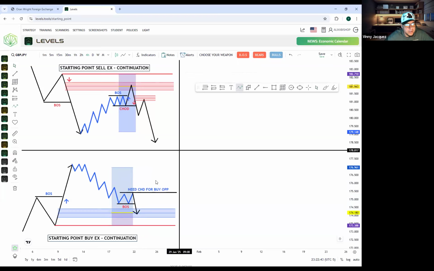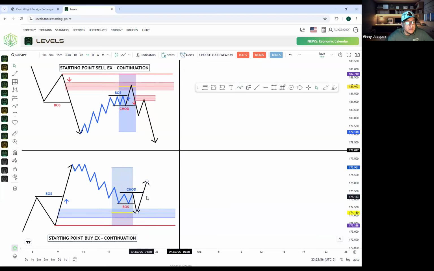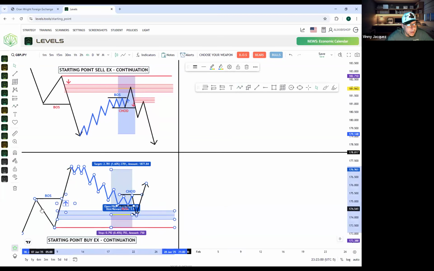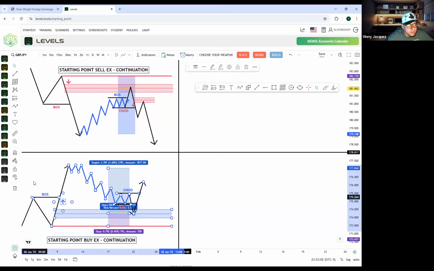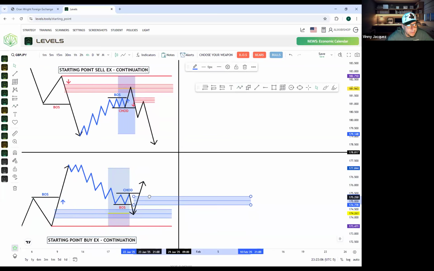We're waiting for the market to go our way and give me this change of direction. Once we get this, let's go ahead and confirm. Change of direction definitely happened. Now to continue with our starting point examples, we'll go ahead and just put a brand new starting point right here.